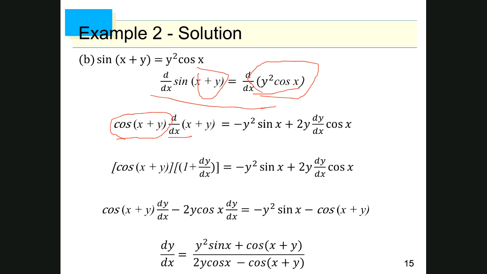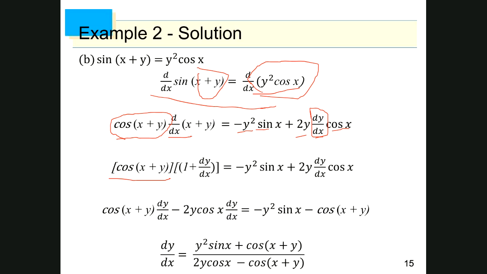So I keep y squared, I differentiate cos x, which I have minus sine x. Now I keep cos x and I differentiate y squared, which I get 2y dy dx. You see, whenever you differentiate y, you include dy dx. Most of you forget about the dy dx, and trust me, your final answer is just going to be wrong. All right. And then here, we keep this in brackets.